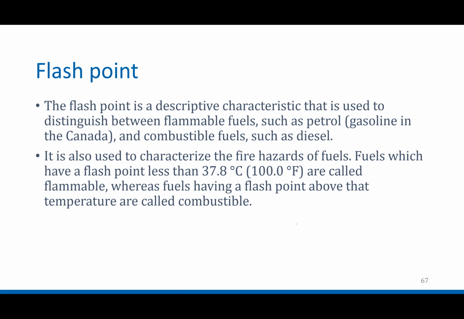Fuels which have a flash point of under 37 degrees Celsius are called flammable. You don't have to remember the number, but just know that when you're doing a WHMIS course or occupational health and safety course, when a chemical is called flammable, it means it can ignite at 100 Fahrenheit or around 40 degrees Celsius.